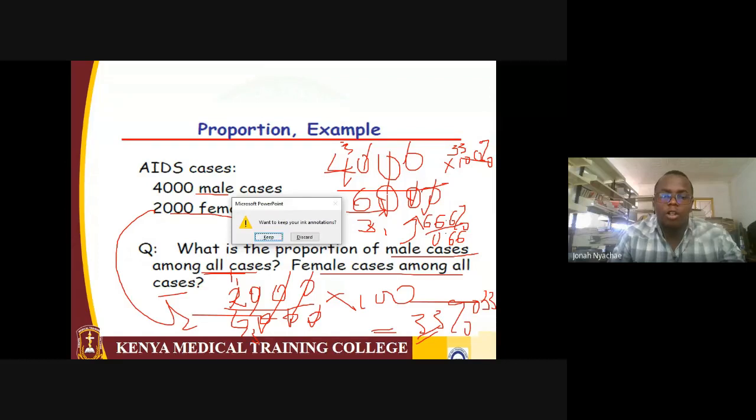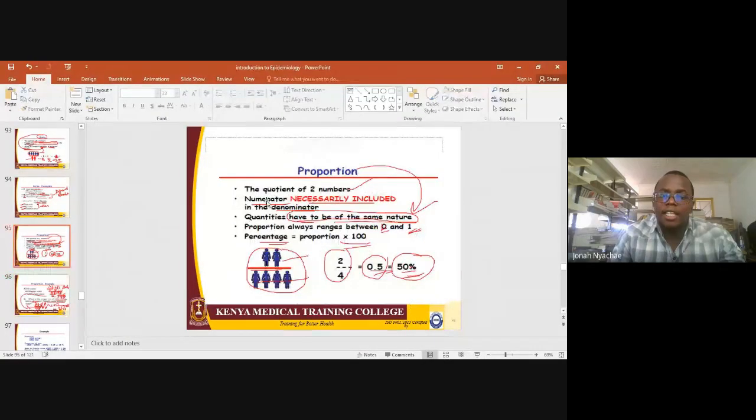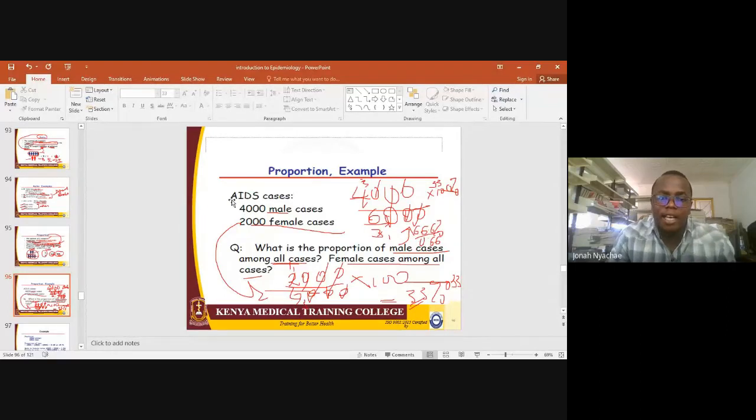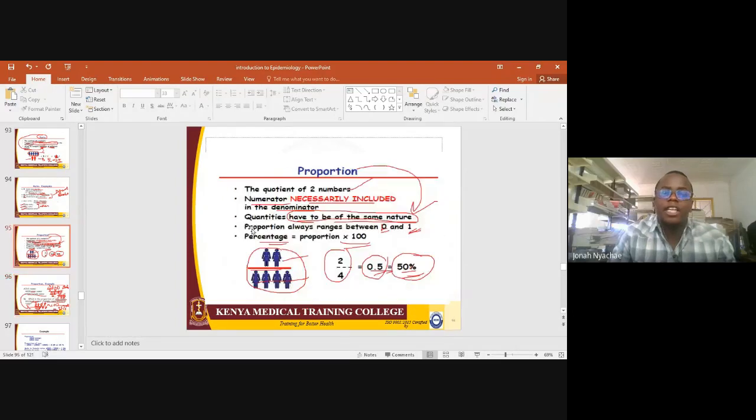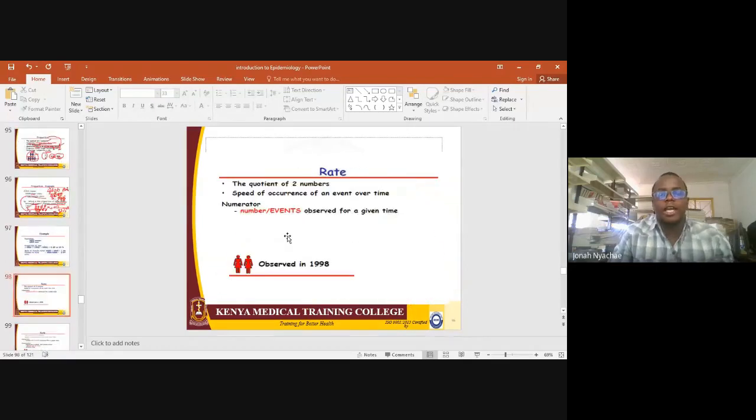I hope now you get it. When you're talking about proportion, the numerator is necessarily included in the denominator. So the denominator here is the number of HIV cases. But if we are talking about the ratio of male to female, we could have said 4 to 2, like that.